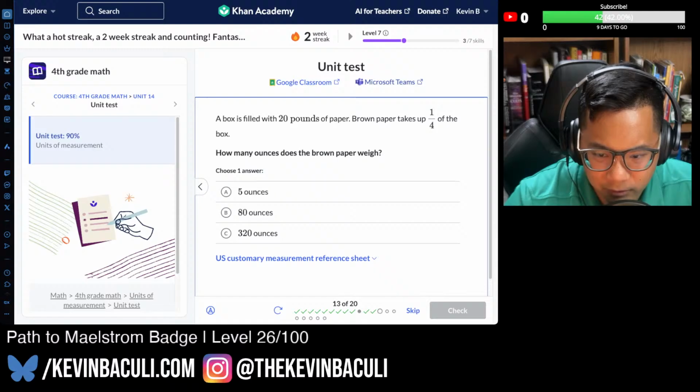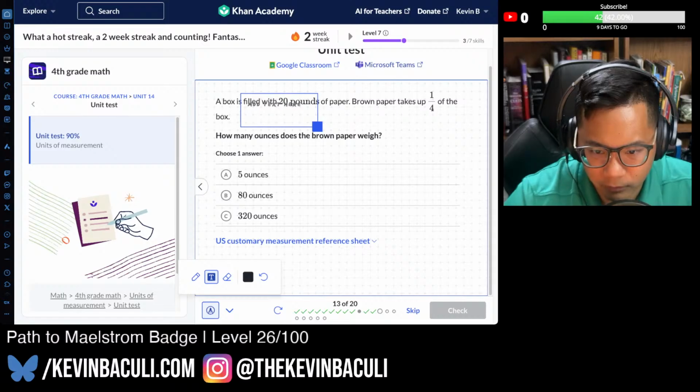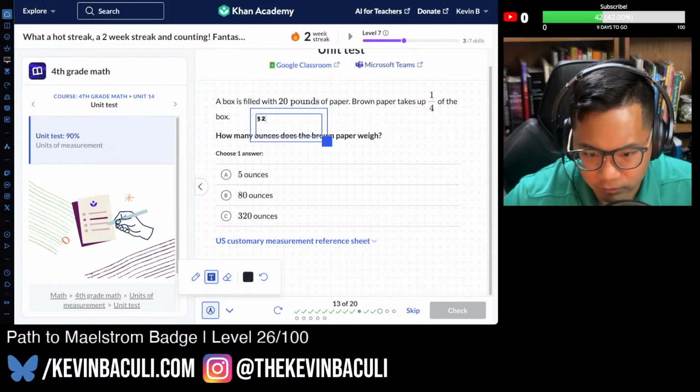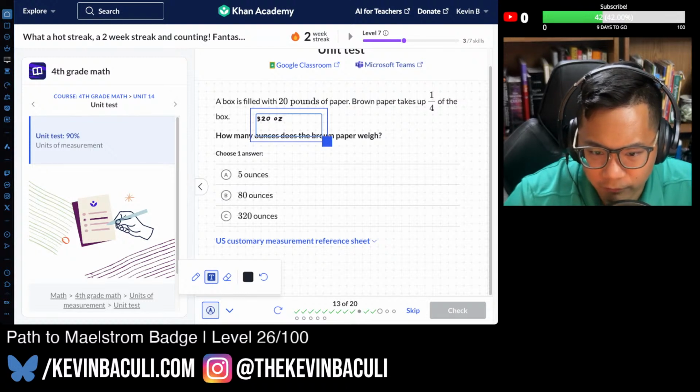Box is filled with 20 pounds of paper. Brown paper makes up 1/4 of the bag. How many ounces? So ounces, that's 320 ounces. 320 ounces of paper. 1/4 of the box is brown paper. How many ounces does the brown paper weigh? 80.